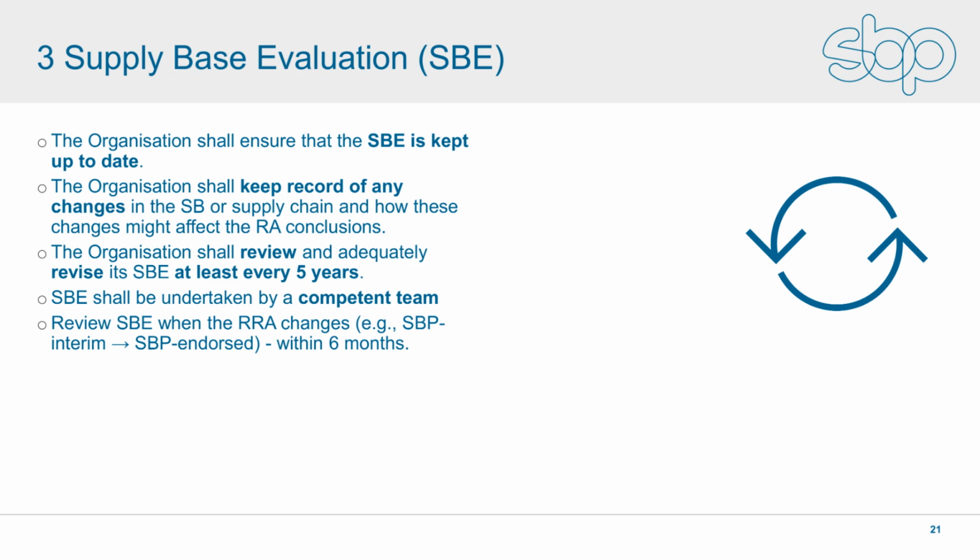There is also a new trigger in version 2.1 under clause 3.6.2. If a published regional risk assessment changes status, for example, from SBP interim to SBP endorsed, the organization has 6 months to review its own SBE against the updated RRA and adjust it if needed. This is a specific time-bound requirement and worth flagging in your internal procedures. For more detail on all of this, I would point you to the guidance document that accompanies Standard 2. It walks through the triggers and the update process in more depth.